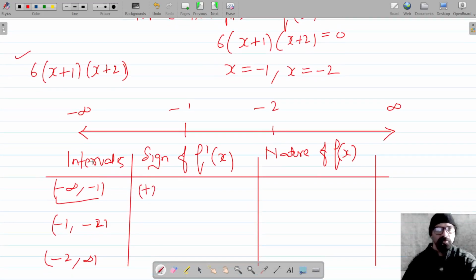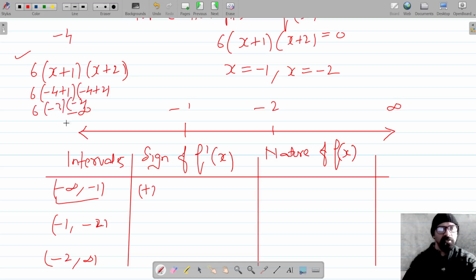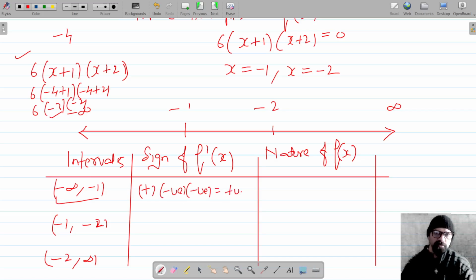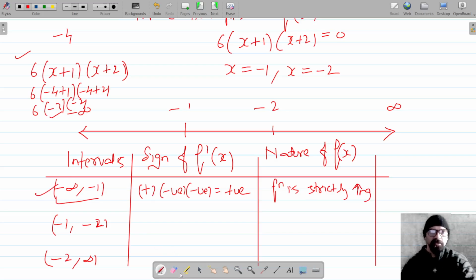For negative infinity to negative 1, let me take negative 4. If I put x equal to negative 4 here, this value is 6, this is negative 3, and this is negative 2. So this value is negative, and minus 2 is also negative, so negative into negative is positive, so ultimately this is positive. So positive means that in this interval the function is strictly increasing.